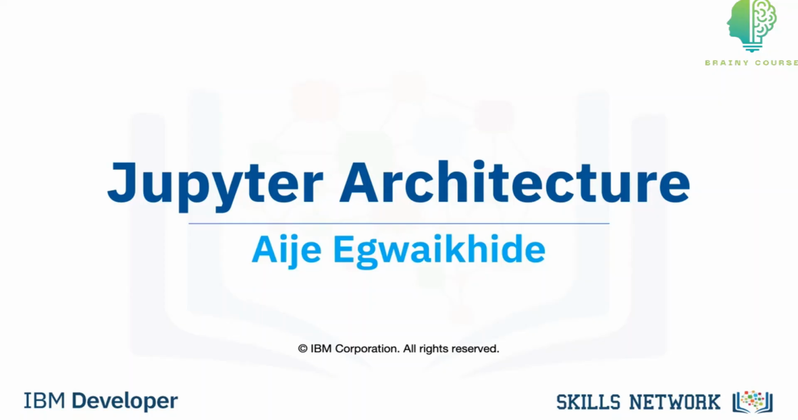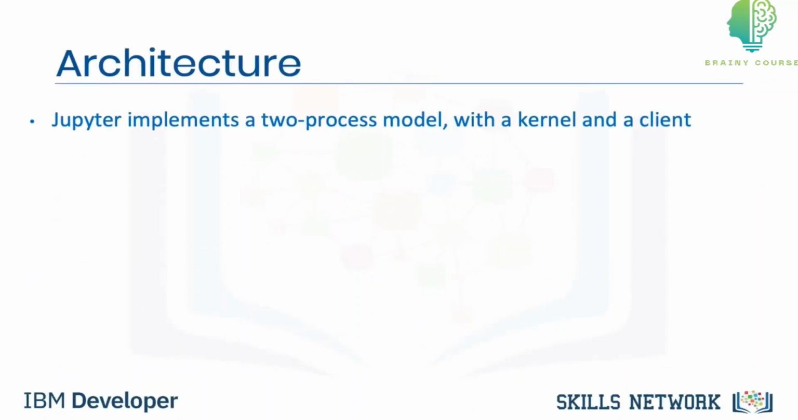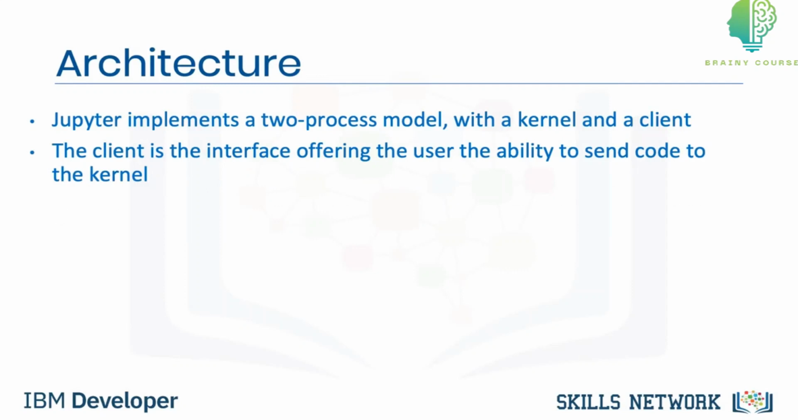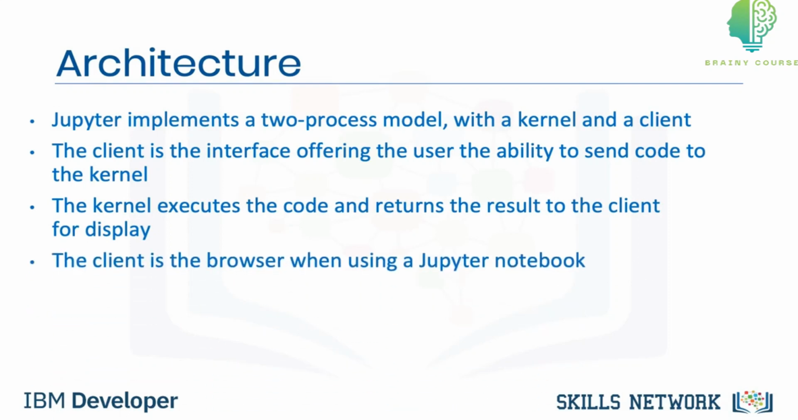In this video, you will learn about the basic architectural design of the Jupyter ecosystem. Jupyter implements a two-process model with a kernel and a client. The client is the interface offering the user the ability to send code to a kernel. The kernel executes the code and returns the result to the client for display. The client is the browser when using a Jupyter notebook.